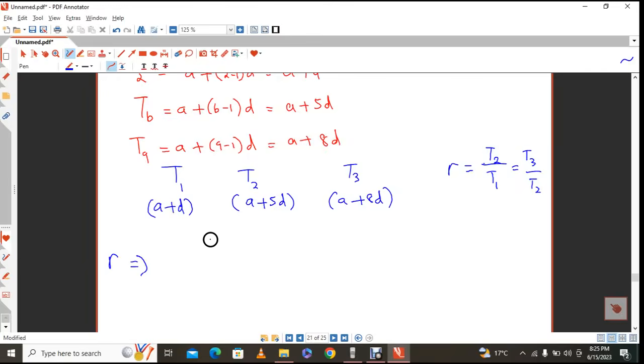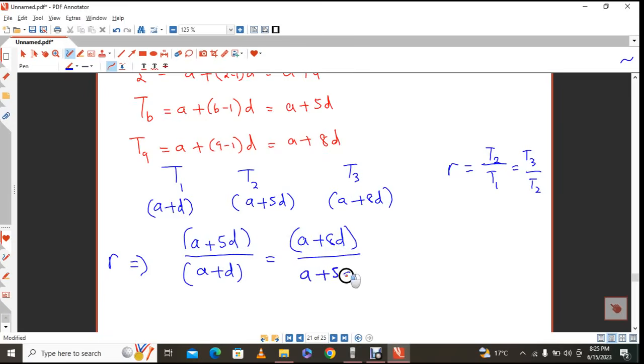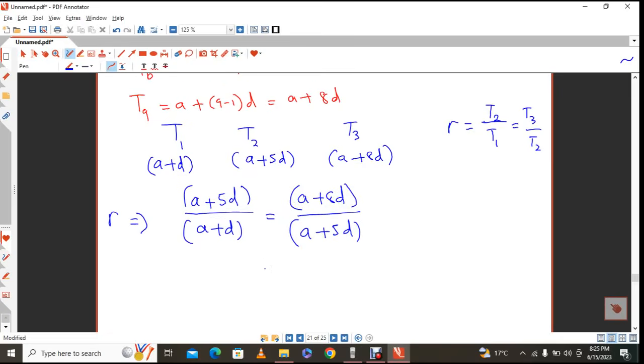So I'm going to take the second term, which in this case is A plus 5D, divided by the first term, which is A plus D, should equal the third term, which is A plus 8D, over the second term, which is A plus 5D. You cannot cancel. So we're going to cross multiply in order for us to have that. So I'm going to say cross multiply over here so you can know.